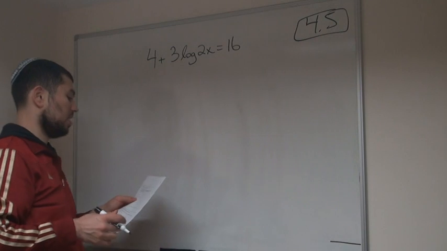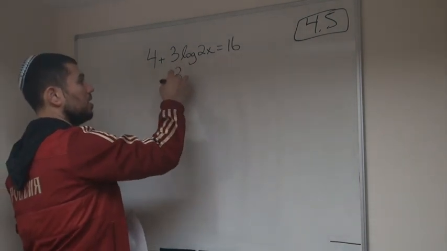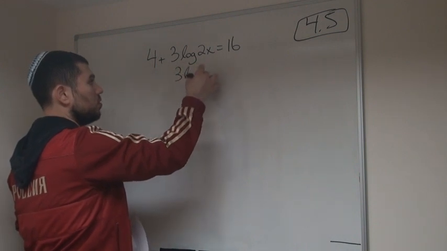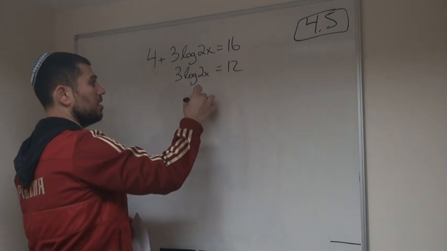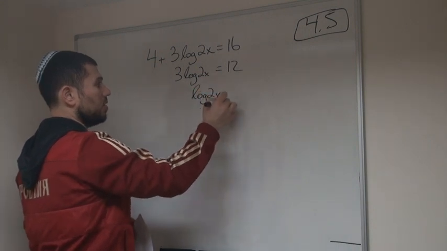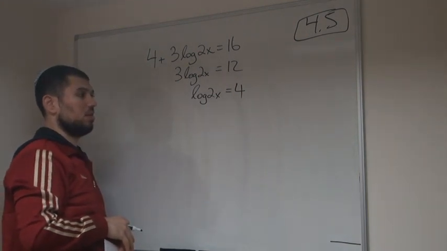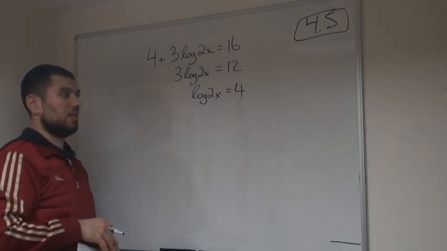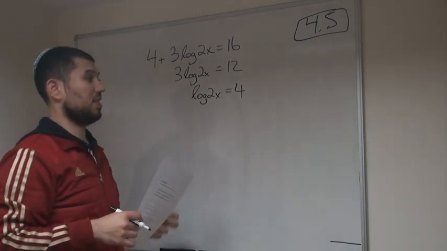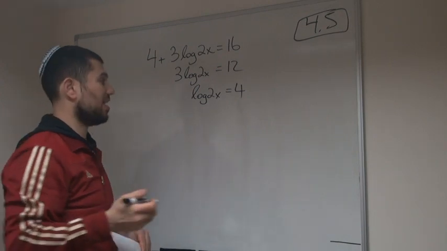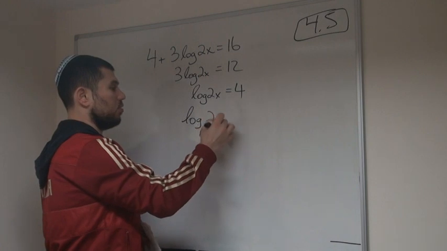So here first, let me isolate the log term by subtracting a 4 out. First, I get a 3 log 2x is 12, then I divide by 3 to get the log of 2 times a number should be 4. Okay, now you think to yourself, what is this really telling me? I don't have a base written out here. So automatically you assume that's to the base of 10. Log to the base 10 of 2x is 4.